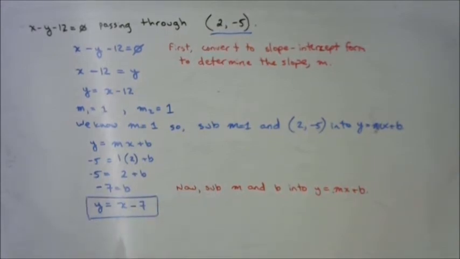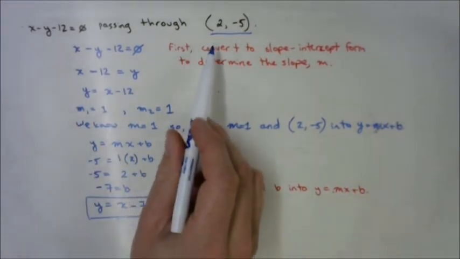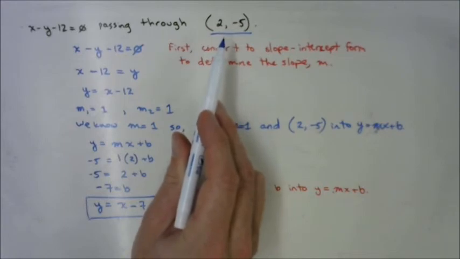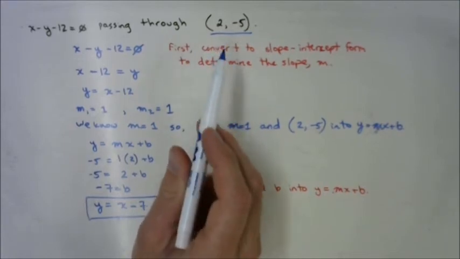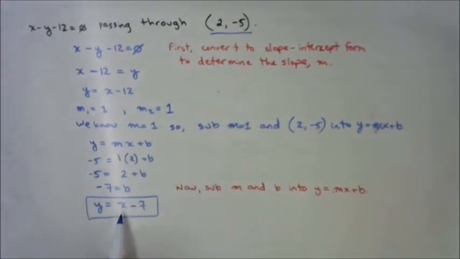That's it. That line is parallel to this line, and this line goes through 2, negative 5. I could double check that it goes through 2, negative 5 by subbing in our point. And that would tell us that this is indeed a true statement.